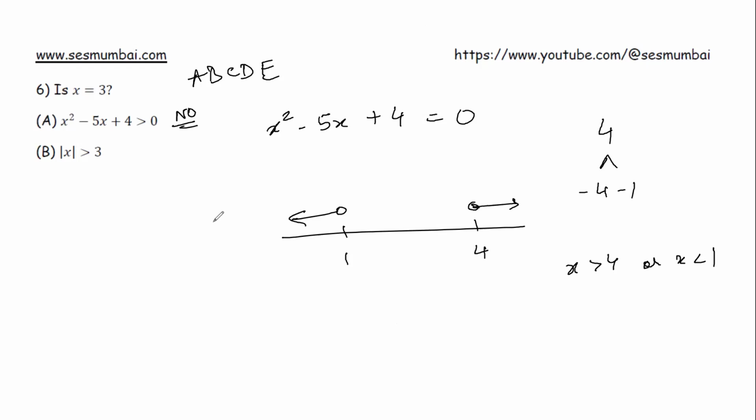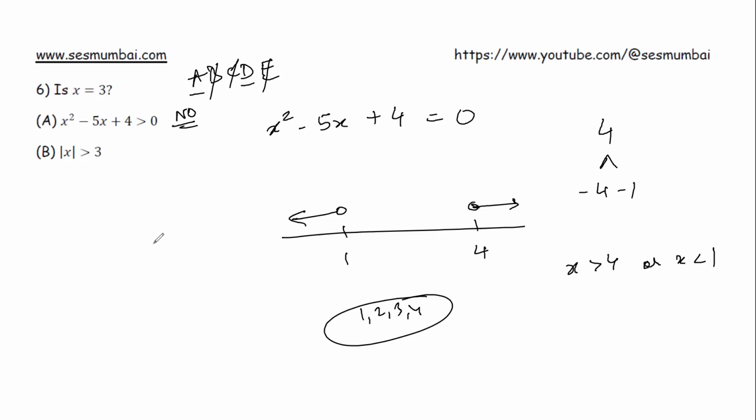So is x equal to 3? No. It is anything lesser than 1 and anything greater than 4, but not 3. So the values it doesn't have are 1, 2, 3, and 4. X is not these values. So is x equal to 3? No. Correct? So A answers. So B, C, and E are gone.